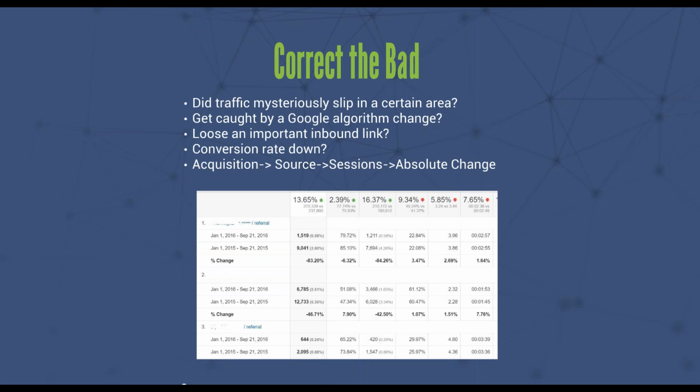Is it a mysterious slip or is there a real reason we can figure out? Did we get caught by a Google algorithm change? Did we lose an important inbound link? Is our conversion rate down? One of the quickest ways to find this is to follow the path we've laid out for you here on the screen. By default, Google Organic is set up to show you your best performing traffic sources, which is really good. But you need to figure out what sources of traffic you've lost the most traffic from. Because you've lost traffic from them, they will probably be buried way down your list.